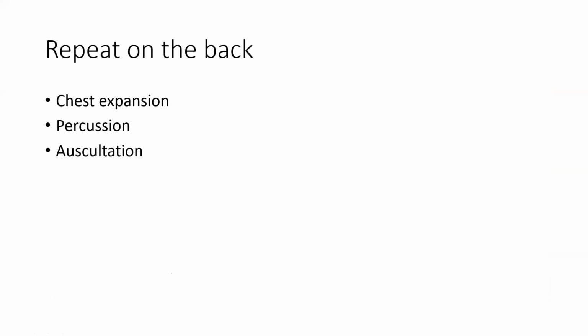So you've done all this at the front. You want to repeat this all on the back. So doing it again, assessing for chest expansion, percussing all the areas and auscultating. I find that when you auscultate on the back, it's a lot easier to hear lung sounds. So if you miss something from the front, you're more likely to hear it at the back. So it's really important to do both front and back.